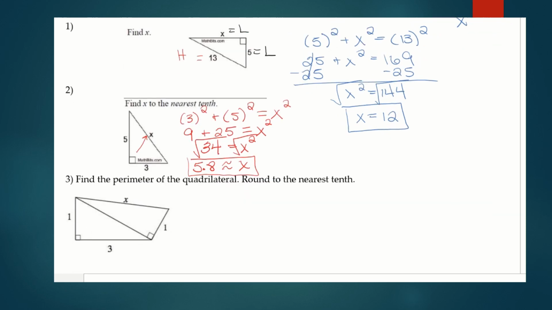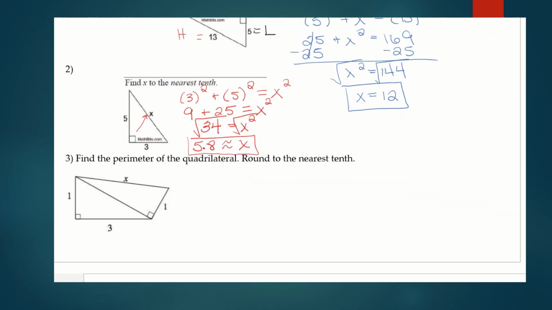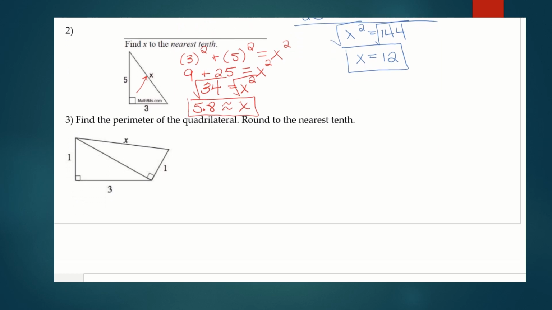All right, last but not least, we're going to find the perimeter of the quadrilateral, and we're going to round to the nearest tenth. Oh boy, think about what perimeter means. Perimeter is when we add all the side lengths together. Now the quadrilateral is a 4-sided figure, and it is this side here.